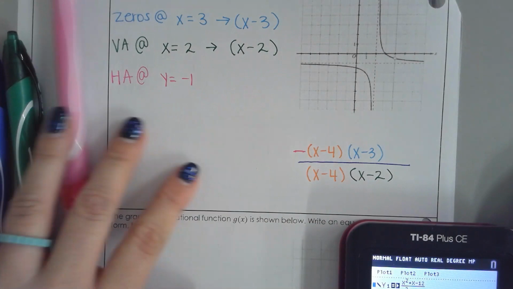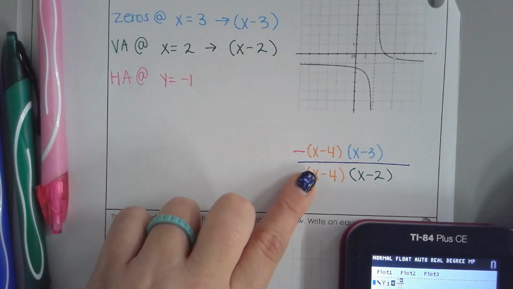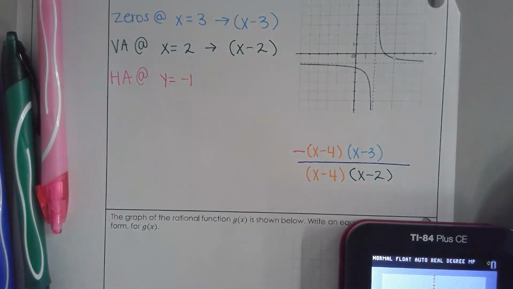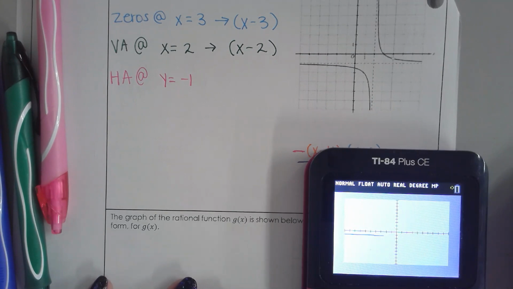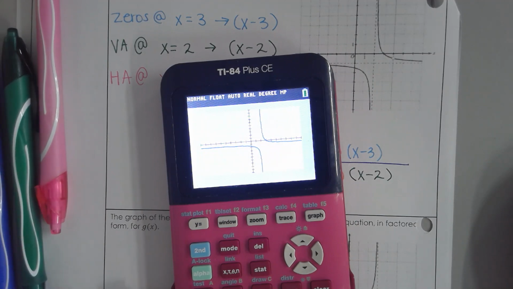I could also graph it. Negative x minus 4, x minus 3. Now your calculator won't show holes very well, or at all. Does that look like it's shaped about right? I mean, the lines are all going in the same direction. So that tells us, yeah, I think we got it right.